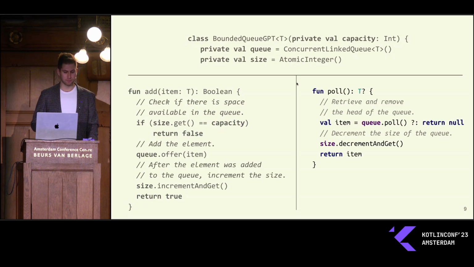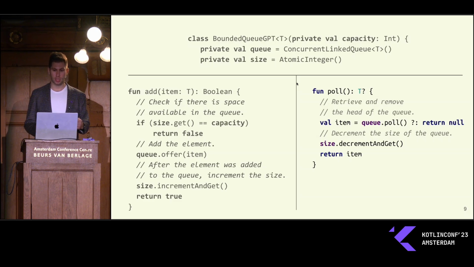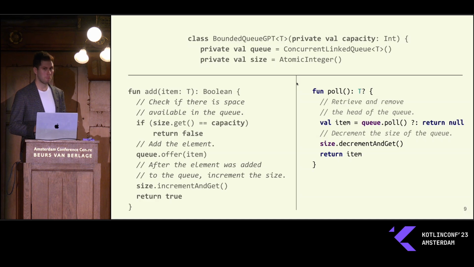And the poll operation. To extract the first element, we first go to the underlying queue, trying to extract it. And if the queue is empty, we return immediately. And if an element was extracted, we also decrement the size counter. And we increment and decrement it atomically as we use an atomic integer. So it looks very straightforward. It looks correct. But is it?